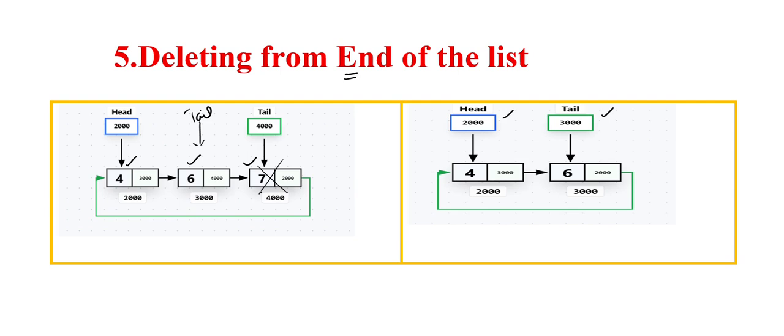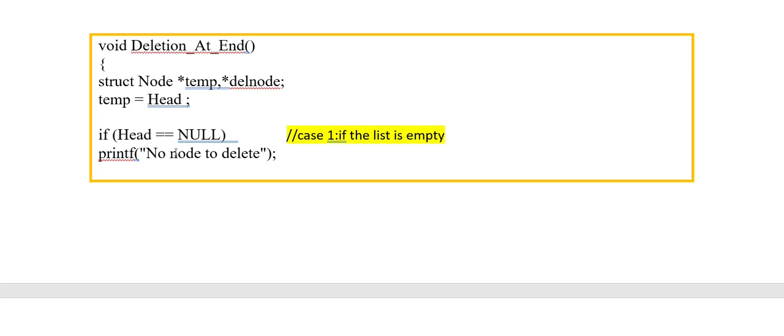So how can it be done? Let us discuss the coding part for that. So here, as usual, we are going to discuss 3 cases. This is the function name, deletion at the end, from the main function. When it is called, control will come here. Once it completes all the tasks, again it will go back to the same position.